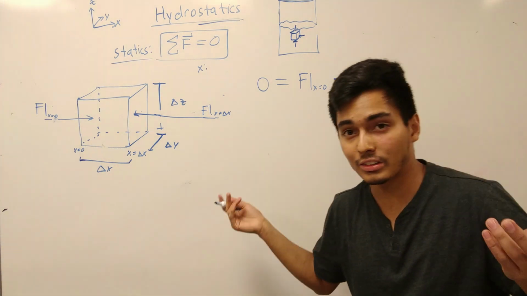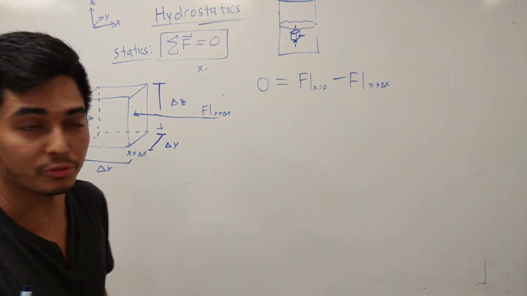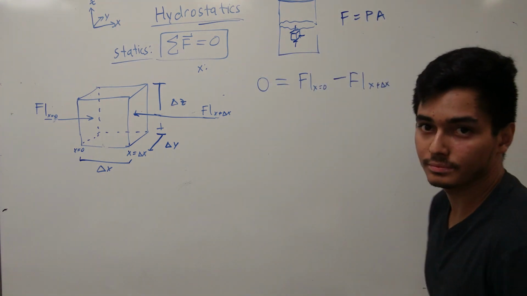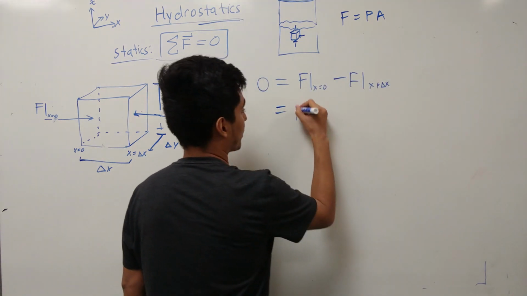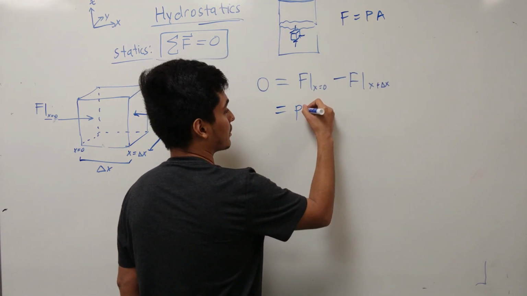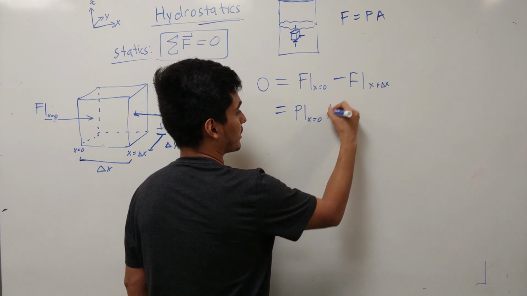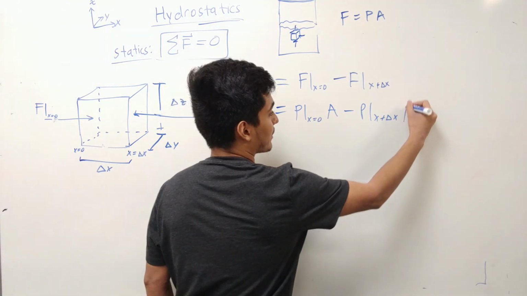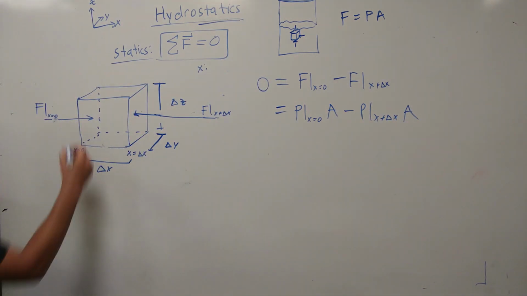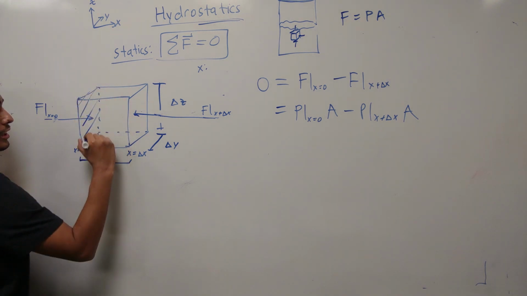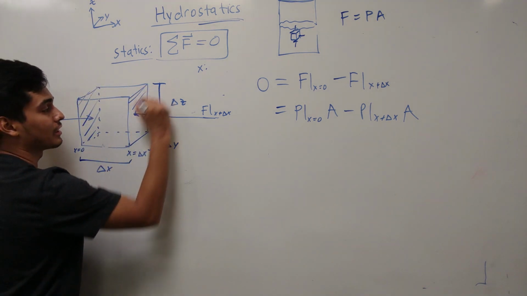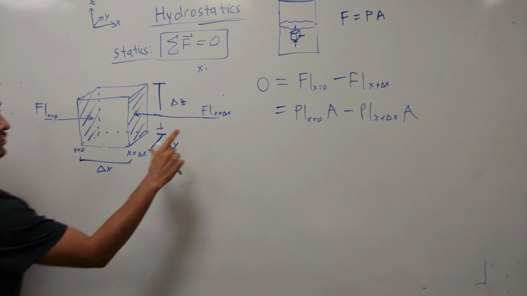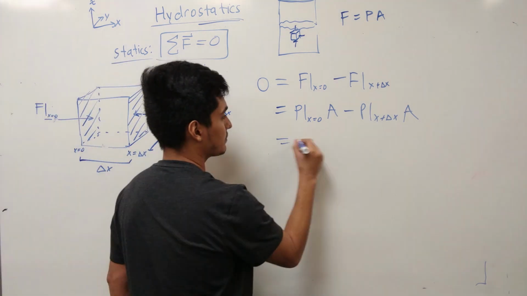The forces are the same, but check this out. Because pressure equals force over area, force equals pressure times area. So we can plug that in. It's going to be the pressure at x equals 0 times the area minus the pressure at x plus delta x times that same area. And what is this area? It is this cross-sectional area, if you can imagine that. Can you imagine that I'm filling in this cross-sectional area? What is the area of that going to be? It's going to be delta y times delta z. So we can plug this in.